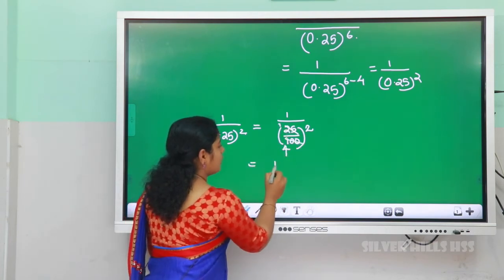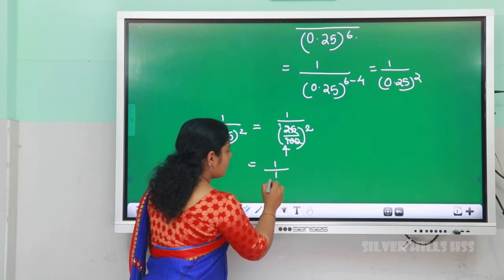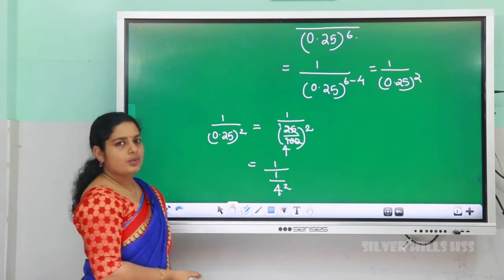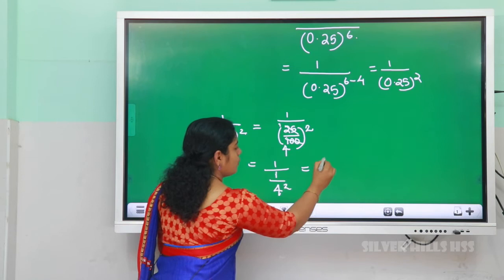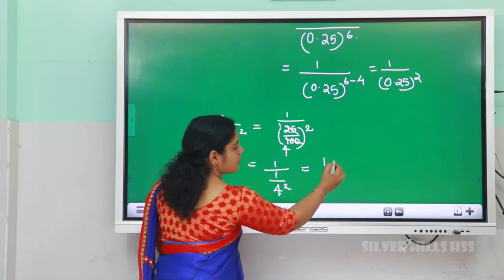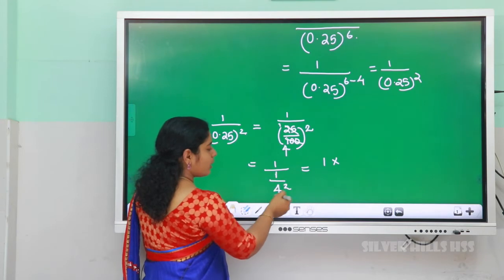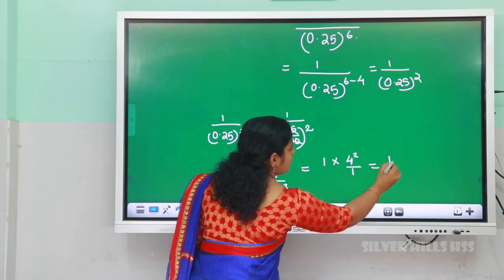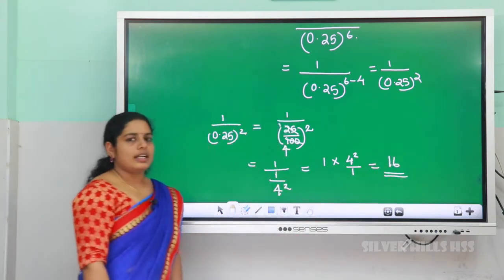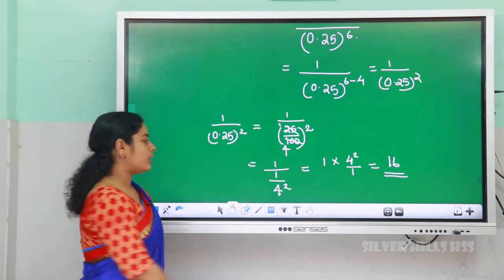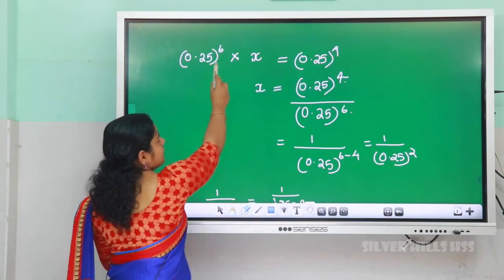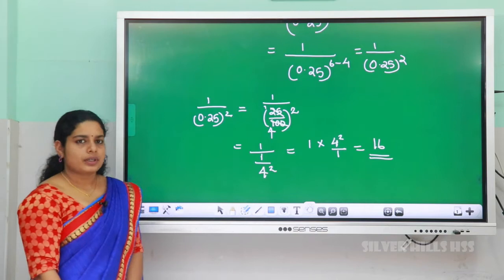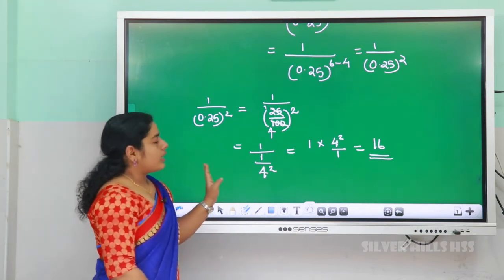So, our answer will become 1 by 4 square. We are not putting the square for 1 because 1 square is 1 only. 1 by 4 square is the same as 1 into the reciprocal of 1 by 4 square. So, it will be 4 square by 1, which is equal to 16. So, the natural number that should be multiplied with 0.25 whole raised to 6 to get 0.25 whole raised to 4 is 16. So, this is our last question.